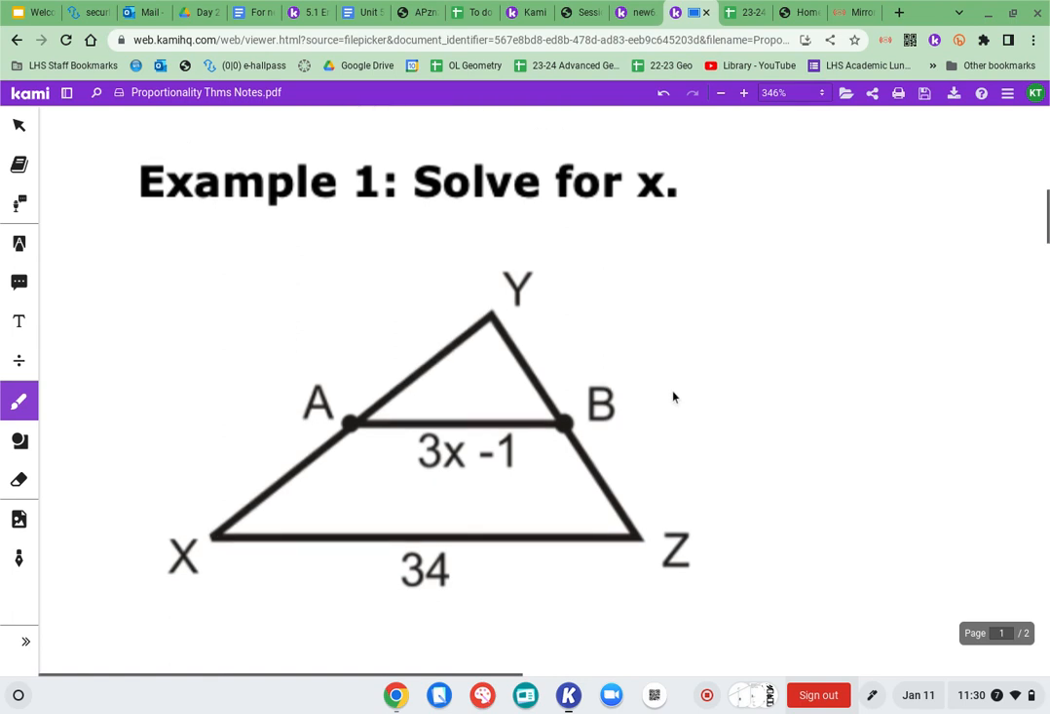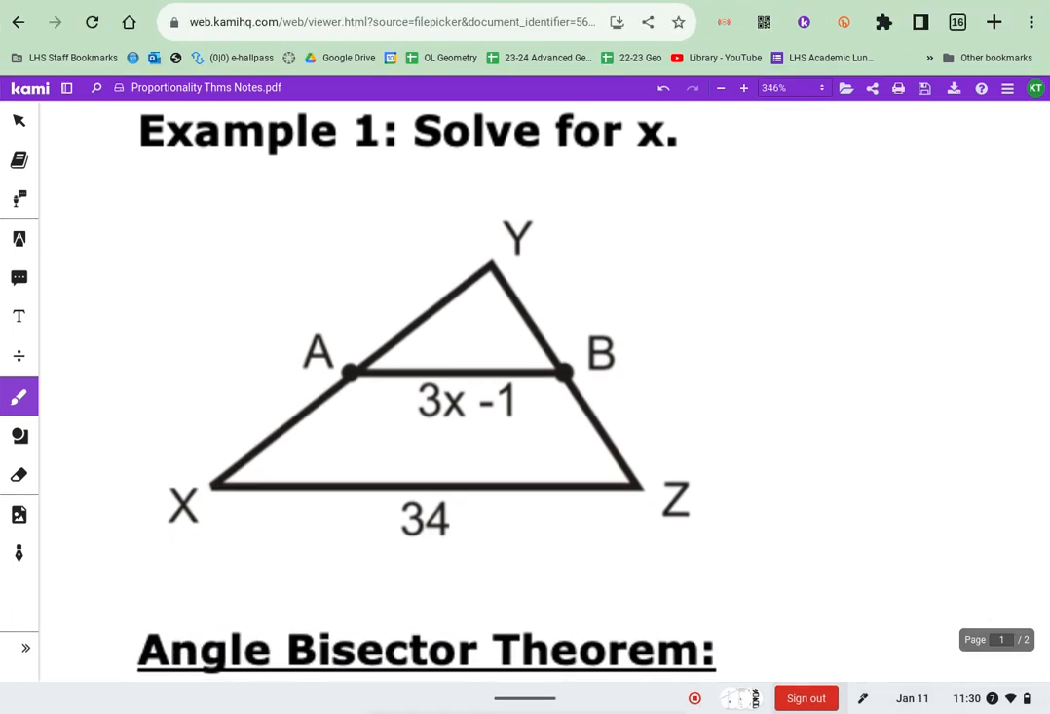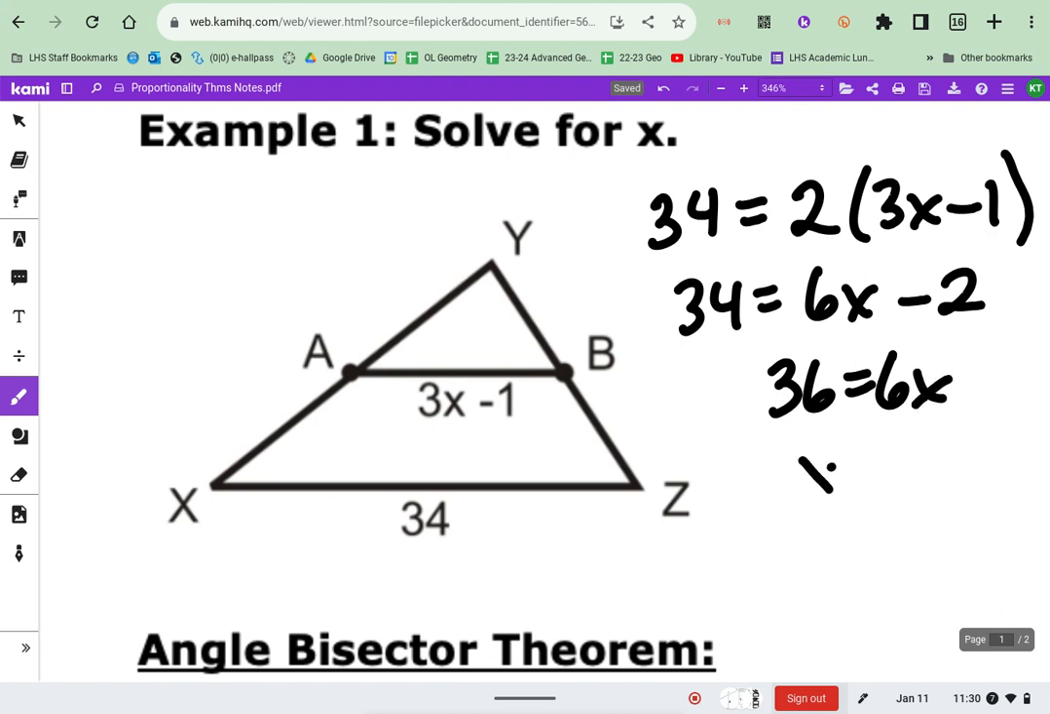So, for example, on number 1, if we know that AB is a mid-segment, we can write an equation to solve for x and say that 34 is equal to 2 times the value of the mid-segment. And then we'll just solve for x. So we'll distribute and get 34 equals 6x minus 2. So 36 equals 6x and x equals 6.